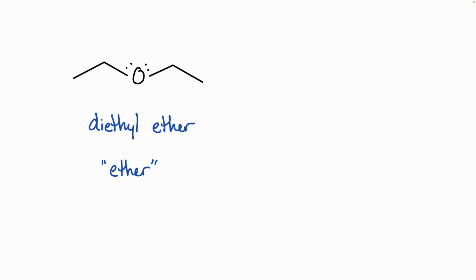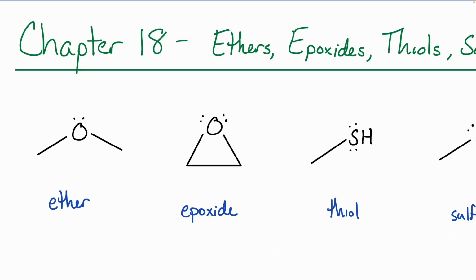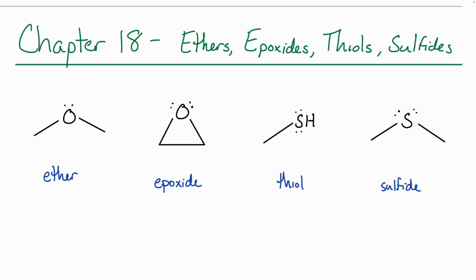Cool. All right, we're going to go to one of our other functional groups. The other one we're going to spend some time naming is thiols. We're not going to worry about naming epoxides. They're kind of weird. We're also not going to worry about naming sulfides. We're going to focus on naming thiols here.